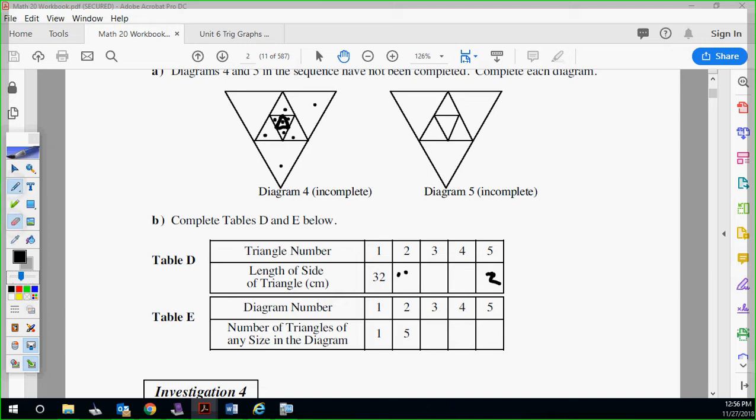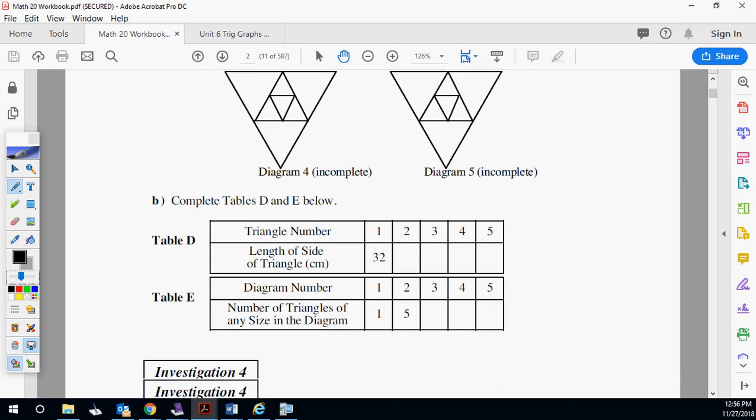So then you're kind of seeing the pattern, though. It goes 9, 13. So then what do you think this one is? 17. It's adding 4 every time. It's adding 4 triangles every time you do that move. Okay?